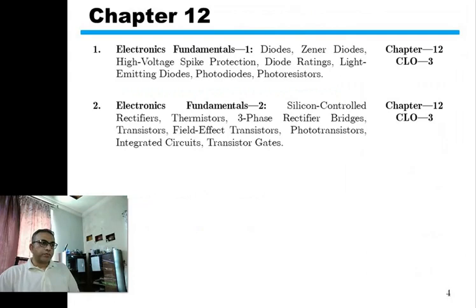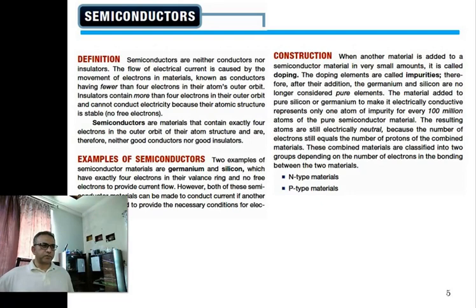So these are the articles that we want to start, and these articles are taken from chapter number 12 of our textbook, and they will cover CLO number 3. So let us start with chapter number 12. The first article is semiconductors. As you all know, we have done semiconductors in our previous course, previous semester. However, since the author has rediscussed it, we will read the semiconductor as discussed by the author of our new textbook.